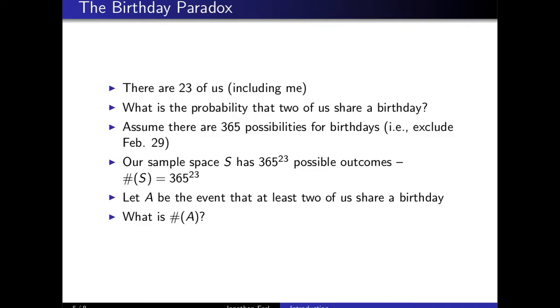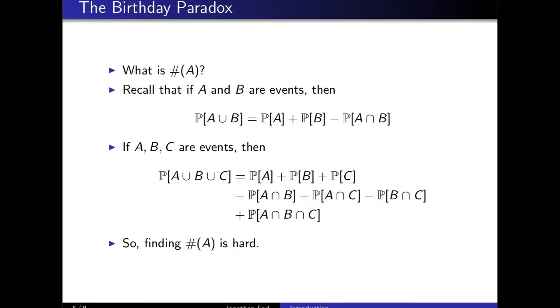And we'll let A be the event that at least 2 of us share a birthday. What we want to find out is, out of these 365 to the 23 possible outcomes, how many of them result in 2 people sharing a birthday? Well, remember from a moment ago that if we have 2 events A and B, the probability that either A or B occurs is the probability that A occurs plus the probability that B occurs minus the probability that A and B occur. Now, if you have 3 events, A, B, and C, this expression gets worse.